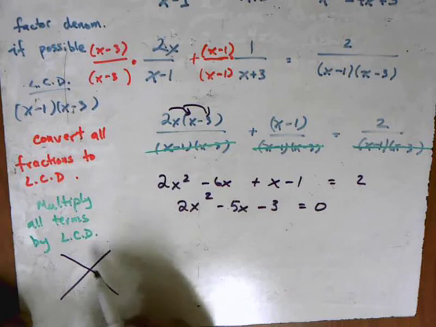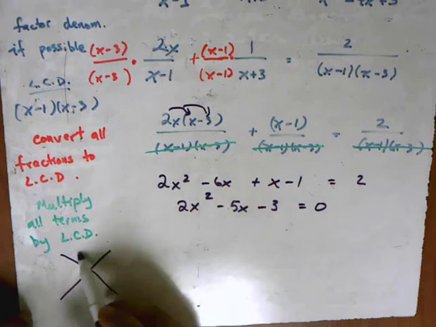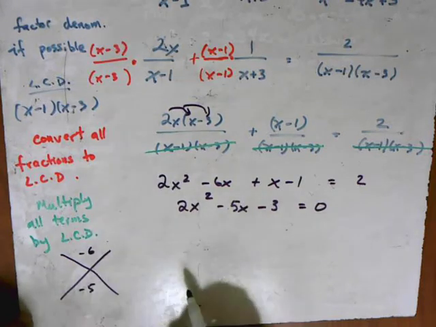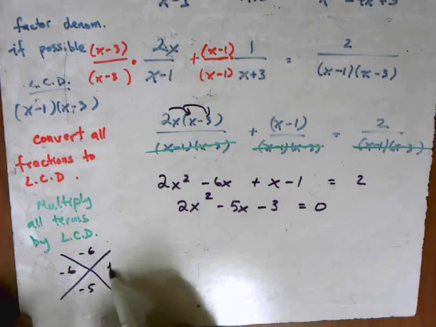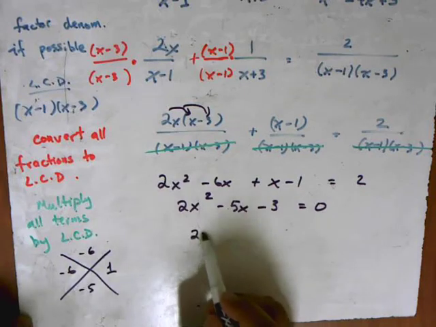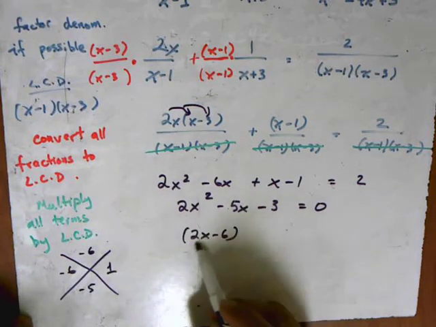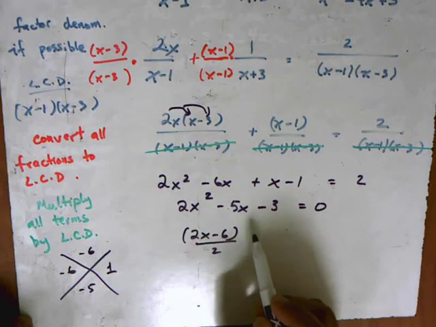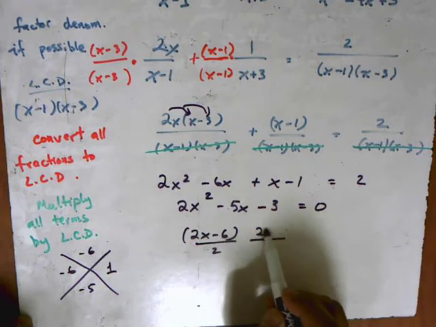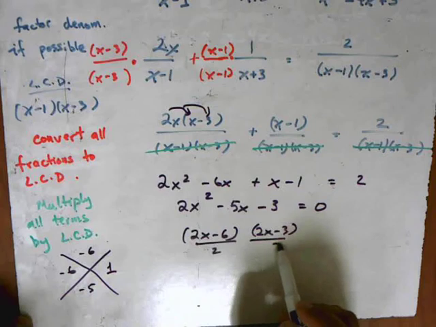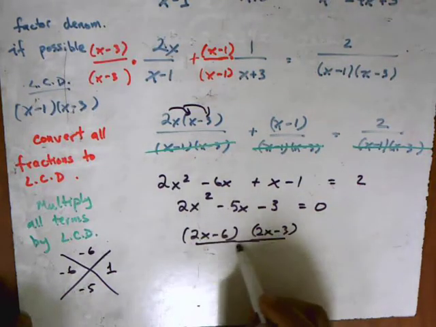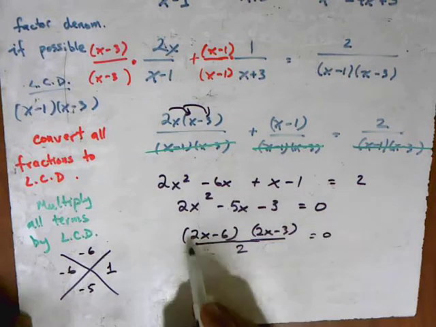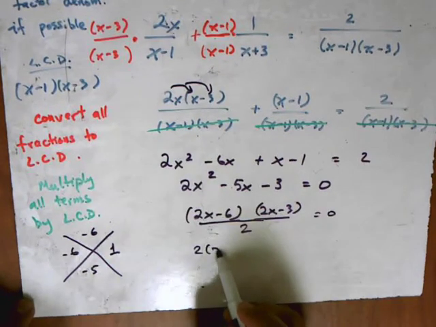I'm going to use the Australian method. So this is negative 6 on top, negative 5 here. Two numbers that multiply to give you negative 6 but add to give you negative 5 are, of course, negative 6 and 1. So this gives me 2x minus 6 over 2 times 2x plus 1 over 2. I'm sorry, the whole thing should be over 2. So it's this statement, over 2, equals 0. Of course, I can factor out 2 from here.